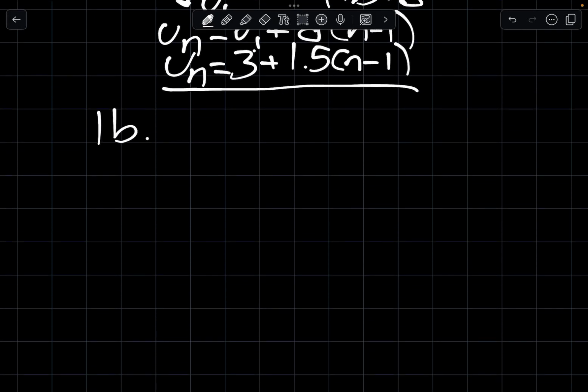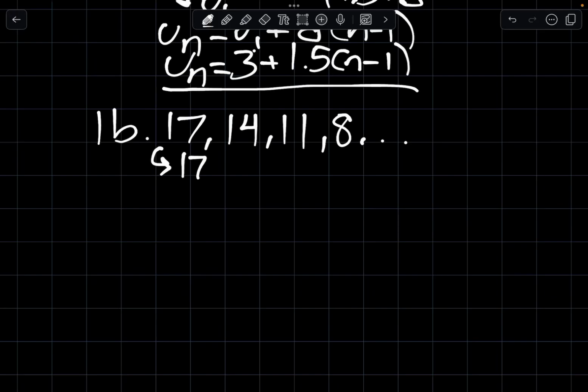Now 1B, this time we're decreasing. When you look at these sequences, you should recognize that it's either increasing or decreasing. Here we're actually going to be decreasing. So we know our difference is going to end up being negative. Let's first recognize our U1, and that's going to end up being 17. The difference here is just going to be simple minus 3 each time.